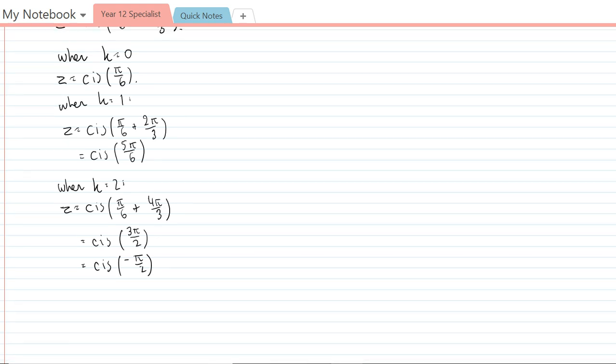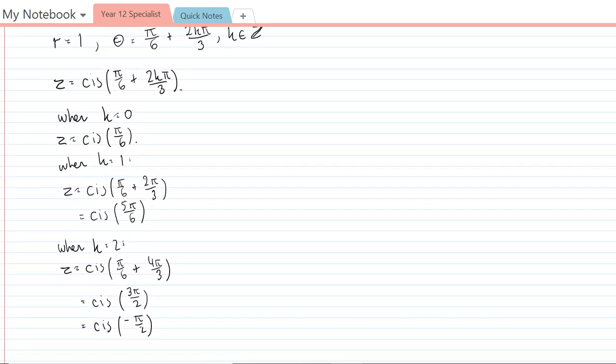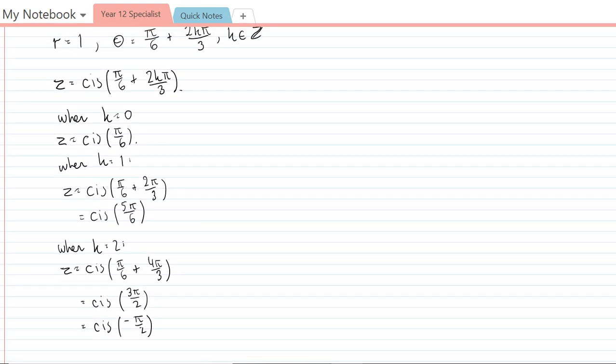And I could show, but basically if I were to use k equals 3, that's fine, but all that's going to happen is the 3's would cancel out in this part here, and I'd end up with pi on 6 plus 2 pi, which would just be equivalent to cis of pi on 6. So there's not really any point in going any further with this problem now.